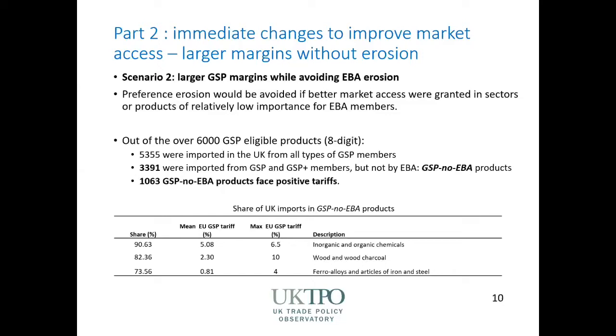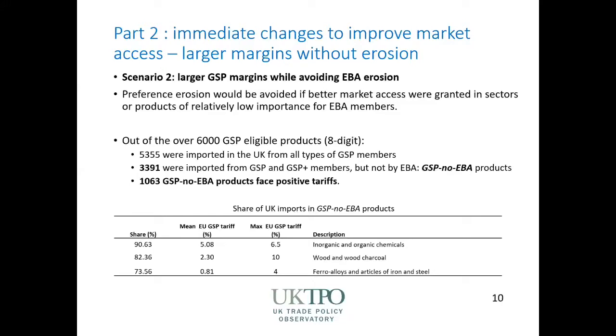And out of these 3,000, over 1,000 of these products actually face positive tariffs. So these tariffs could be the object of an intervention in case the margins were to be increased for GSP countries. And by doing that, there will be almost no harm to EBA members because they don't trade in these products so far.